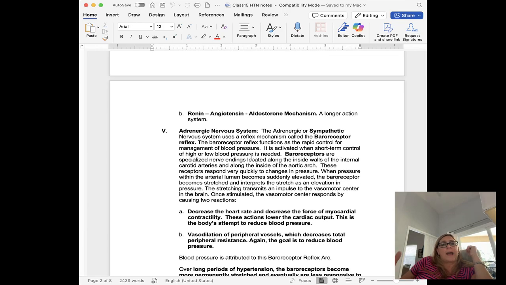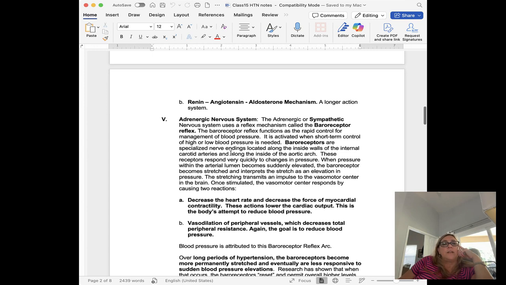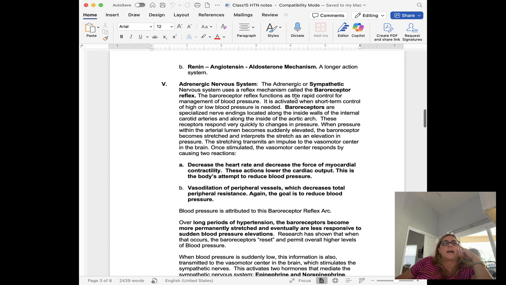This is a longer acting system where your sympathetic nervous system is quick. So in here we have the adrenergics. The adrenergics are the sympathetic, which uses a reflex with the baroreceptor reflex. It's rapid control. We need this or we would pass out, right? But it gets activated when short-term control is needed and it can detect high or low pressures.